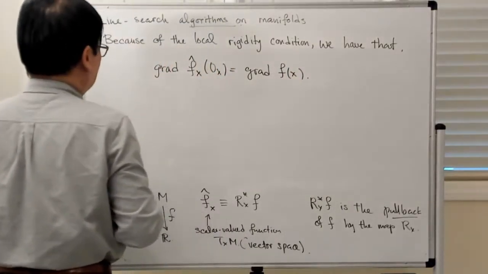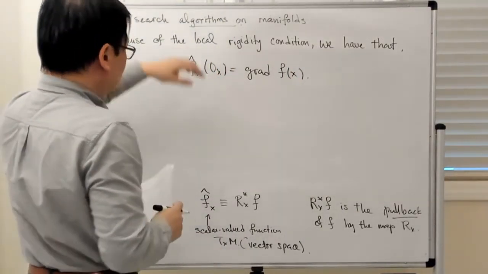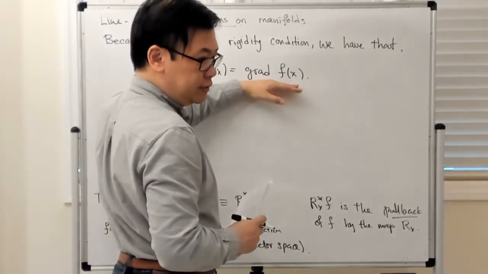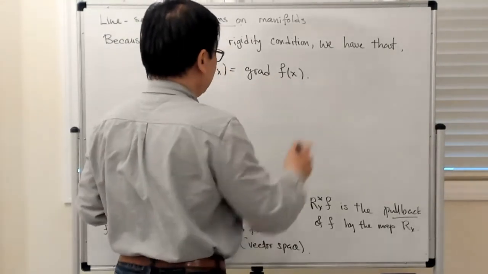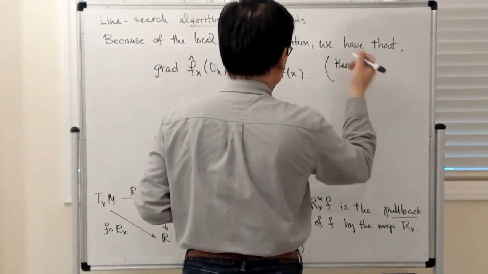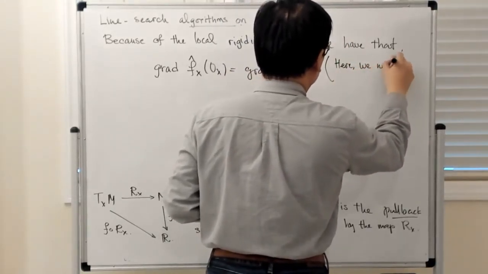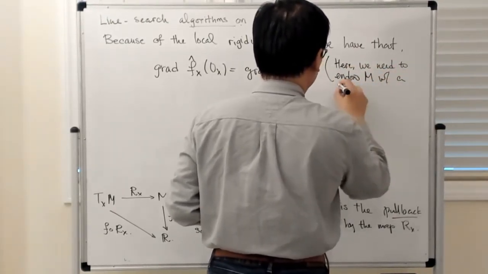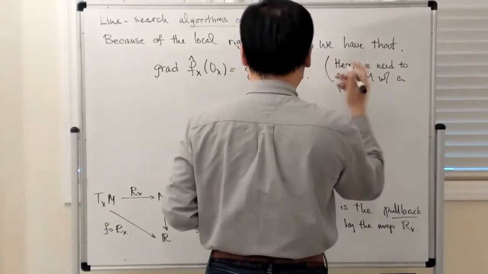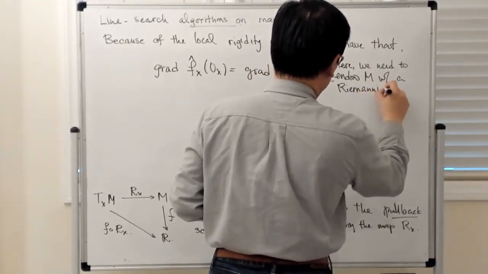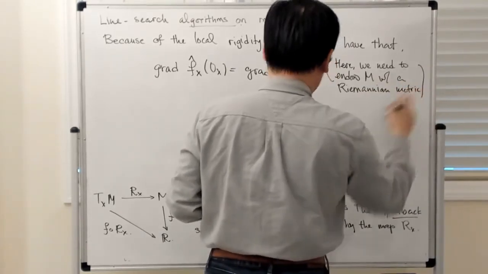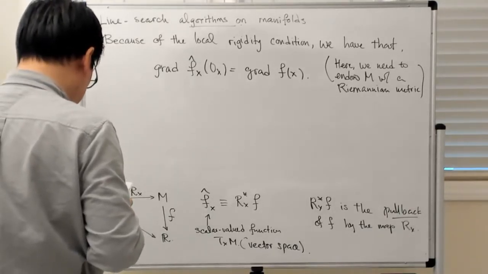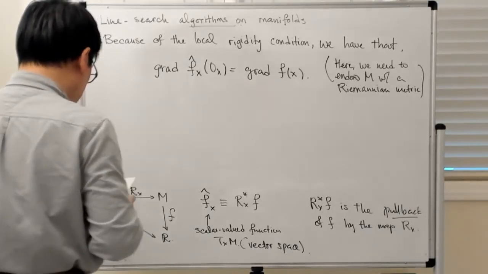Okay, and of course, as before, this is always well defined because this is just on a vector space. Here, we need to endow M with a Riemannian metric, right? So on this right-hand side, we need to endow M with a Riemannian metric in order to make sense of the gradient on the manifold.